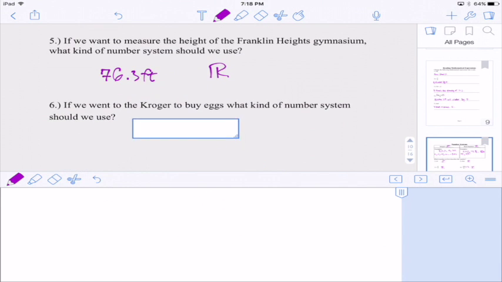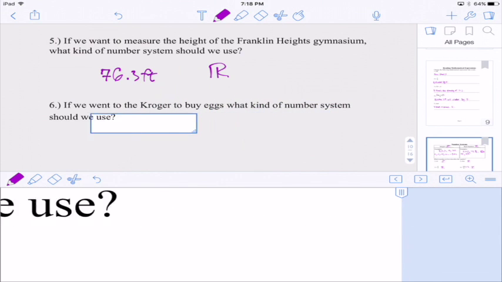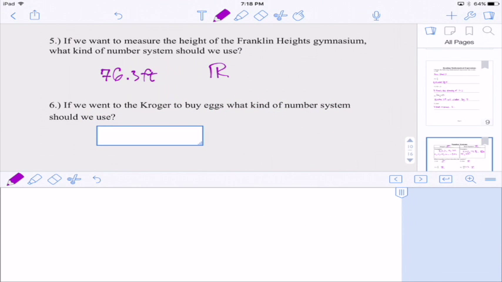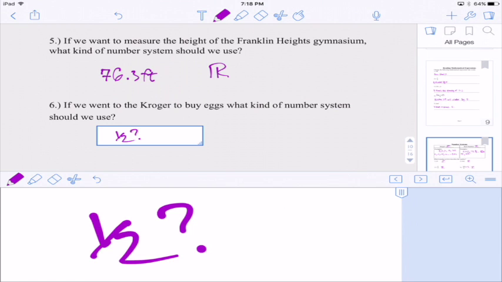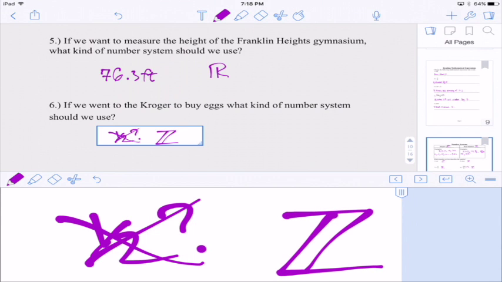If we go to the grocery store to buy eggs, we should think about our number system. Have you ever gone to the grocery store and bought a half of an egg? Well, I haven't. I don't think they would let you. So that's not a possibility. Or any sort of fraction or decimal part of an egg. We only care about whole eggs. Okay? So since they're whole numbers, we're talking about integers in this case. Real numbers would be correct, however, we want to be as specific as possible. The integers is the best number system that we could use for this problem.